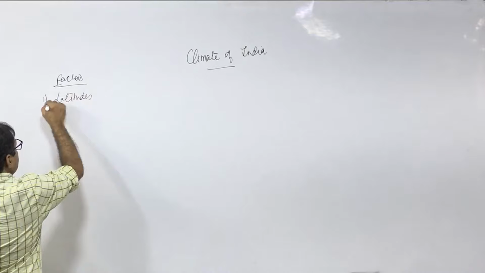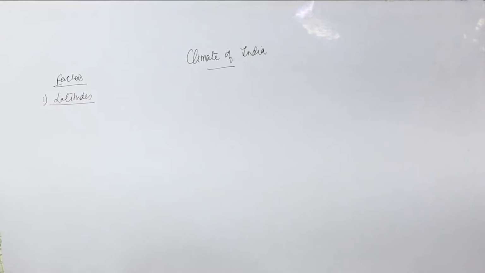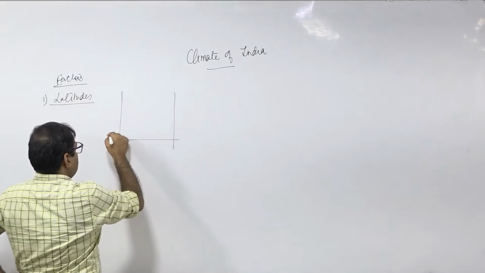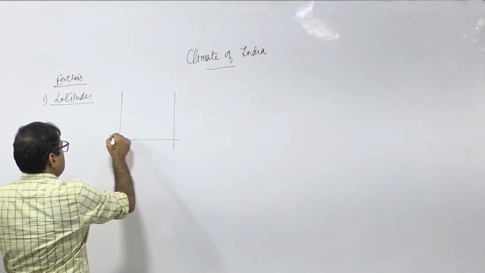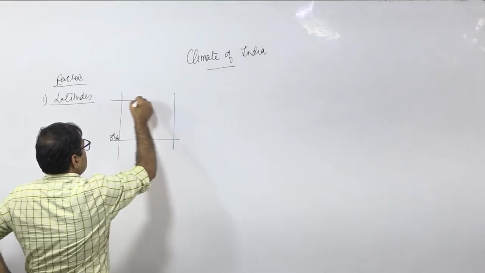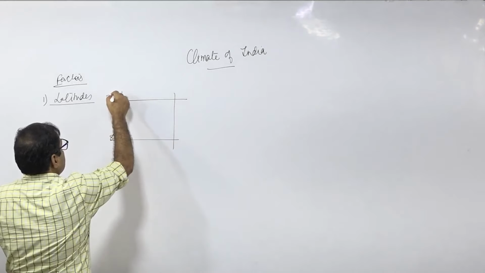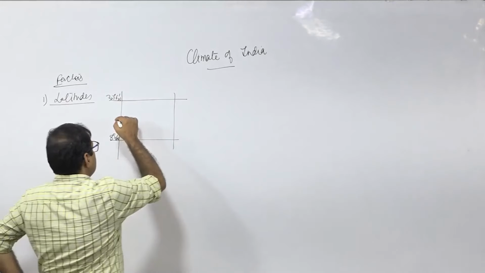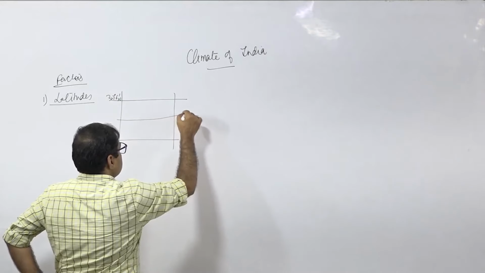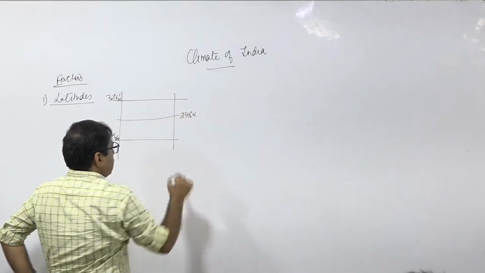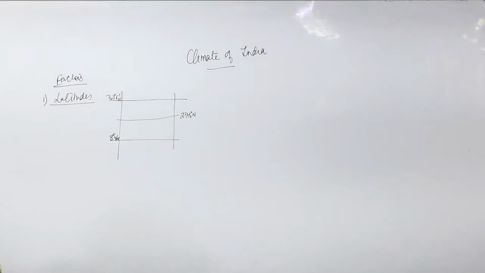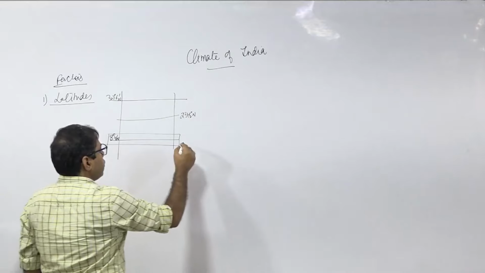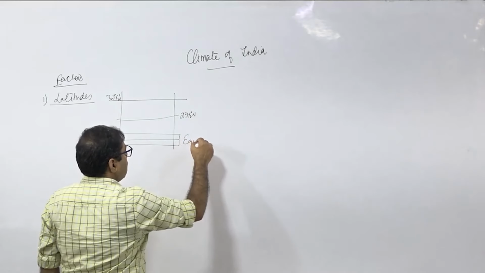latitudes. What is the latitudinal extension of India? This is 8 degree 4 minute north to 37 degree 6 minute north, right, and the 23.5 degree Tropic of Cancer divides India into 2 equal parts. So that southern part of India has the climate more or less similar to equatorial climate.